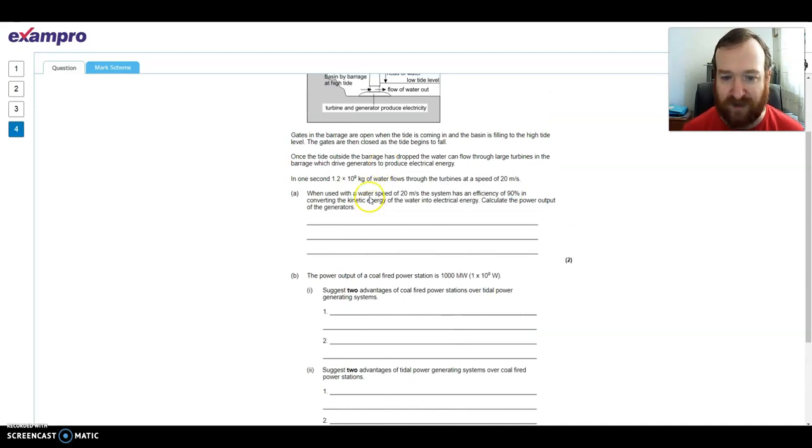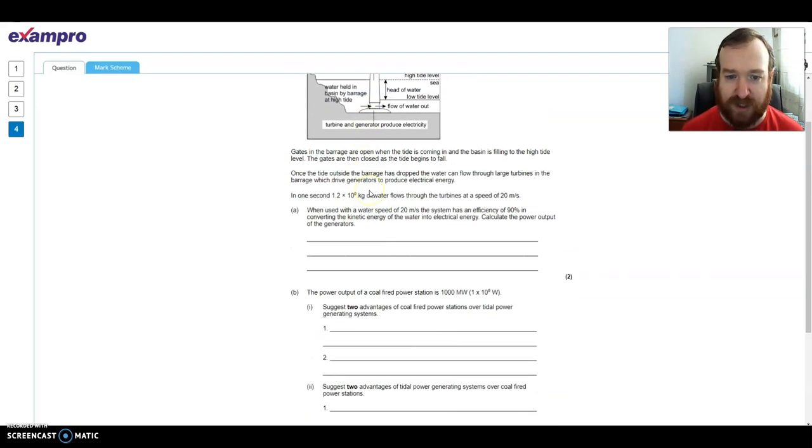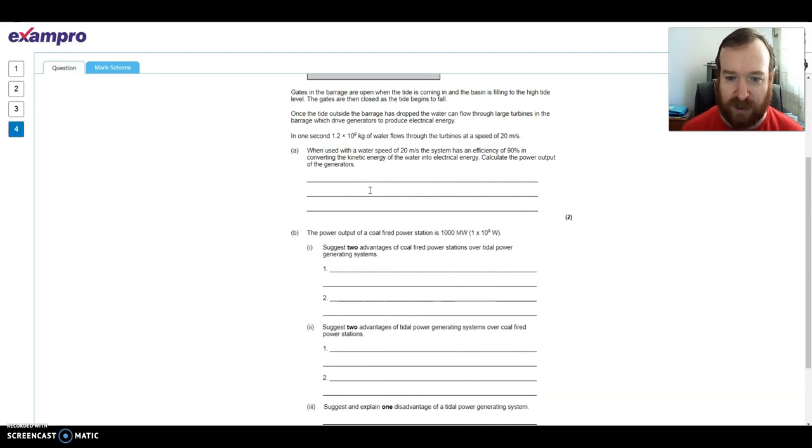Okay, so you need to figure out how much energy is coming out. What do we need to know? Think about this. Think about kinetic energy. We're given a mass, we're given a speed, and we need kinetic energy. This is a really harsh 2 marks, because you also need to then give the answer as 90% of that number. So you need to work out the kinetic energy using this number, and then find the percentage of it.